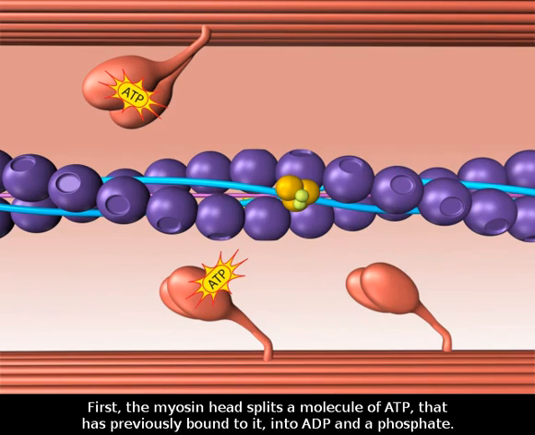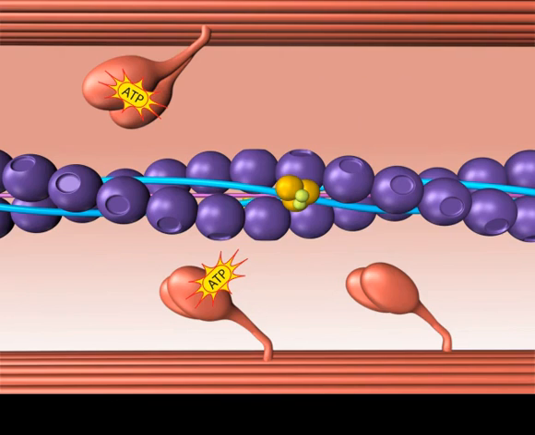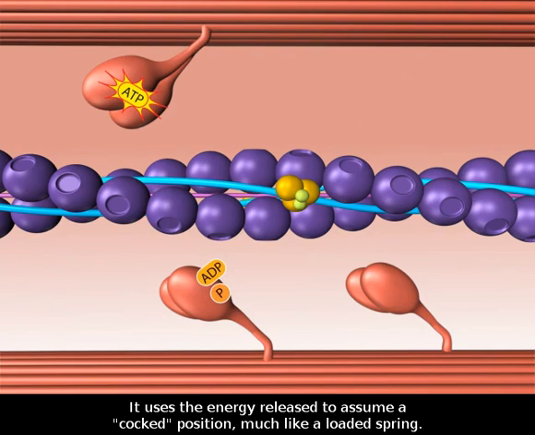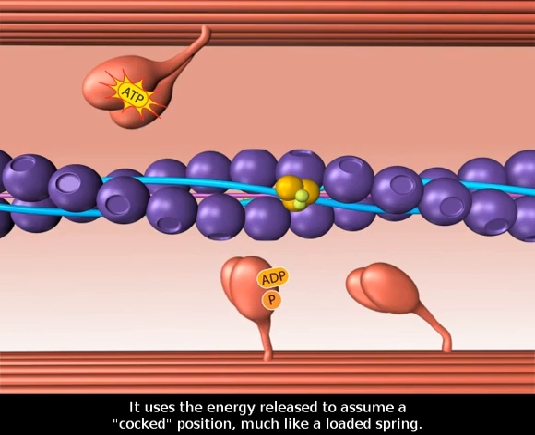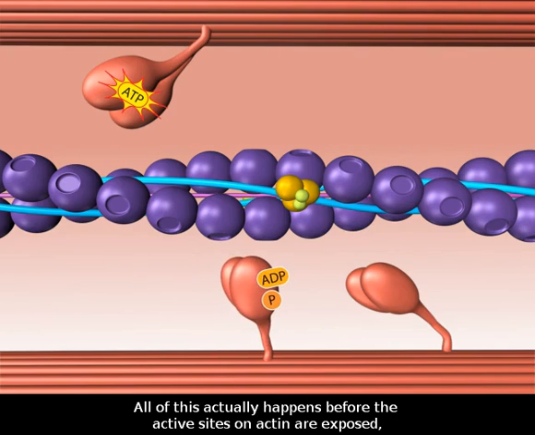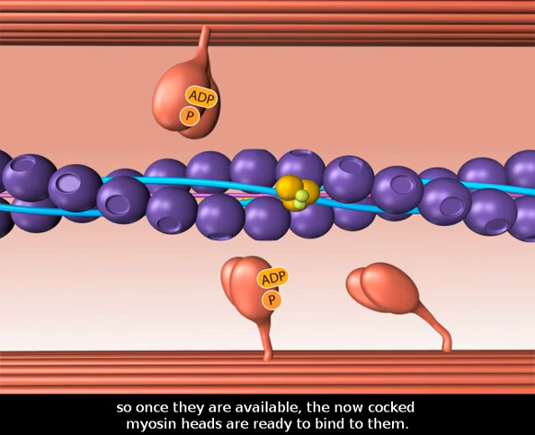First, the myosin head splits a molecule of ATP that has previously bound to it into ADP and a phosphate. It uses the energy released to assume a cocked position, much like a loaded spring. All of this actually happens before the active sites on actin are exposed, so once they are available, the now cocked myosin heads are ready to bind to them.